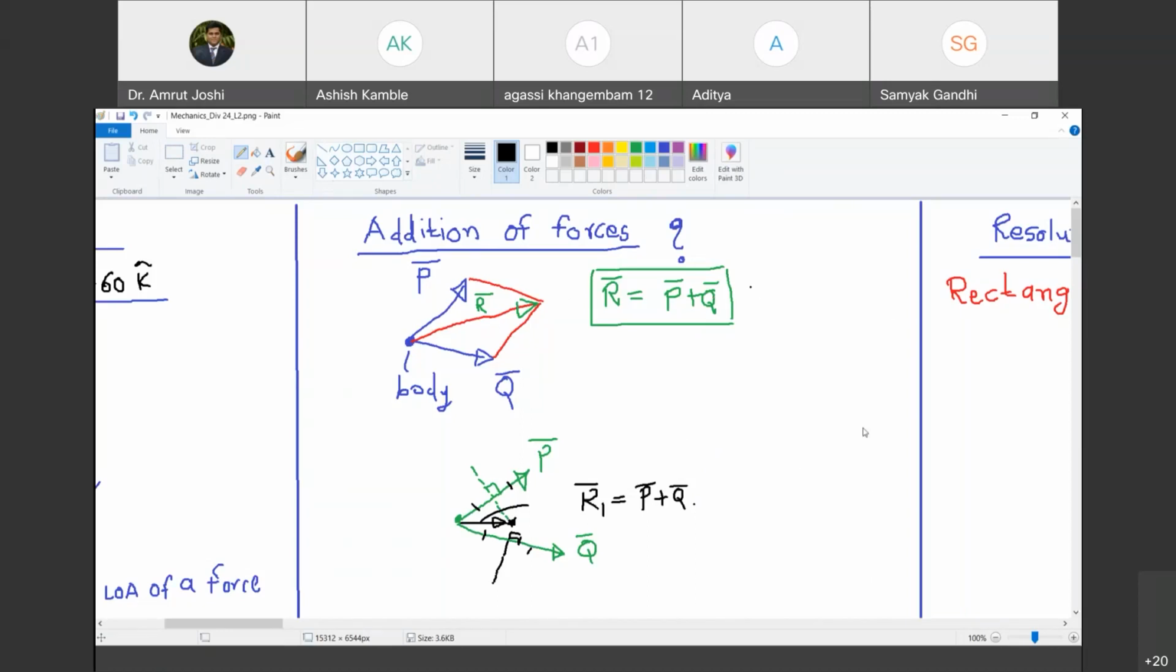Okay, so let me take views of students on this. So Bhumija, can you unmute yourself? Yes, sir. Are you getting my point? Yes, sir. So will you believe that this R1 bar is equal to P bar plus Q bar? Yes, Bhumija. No, sir. And why not?